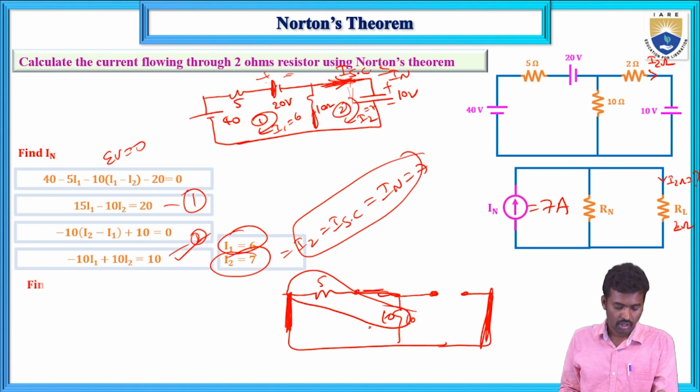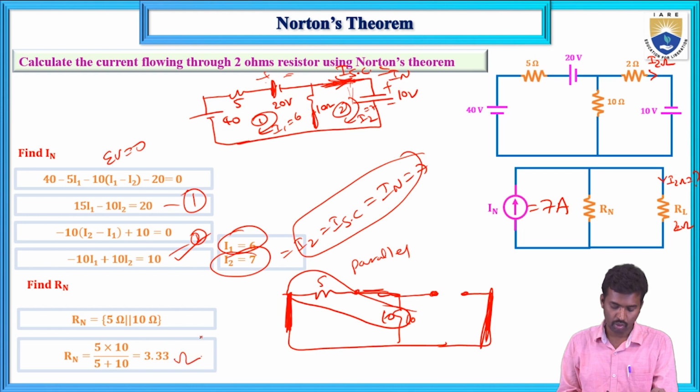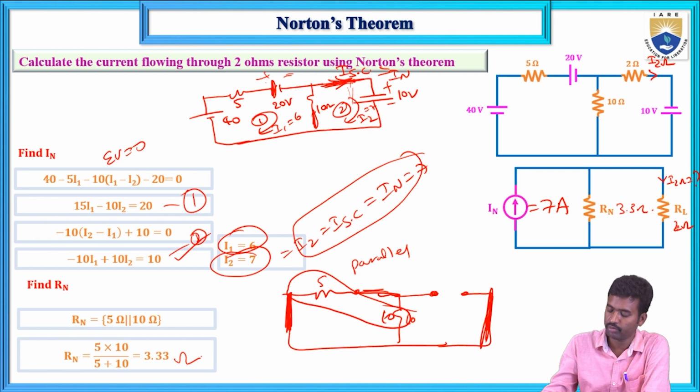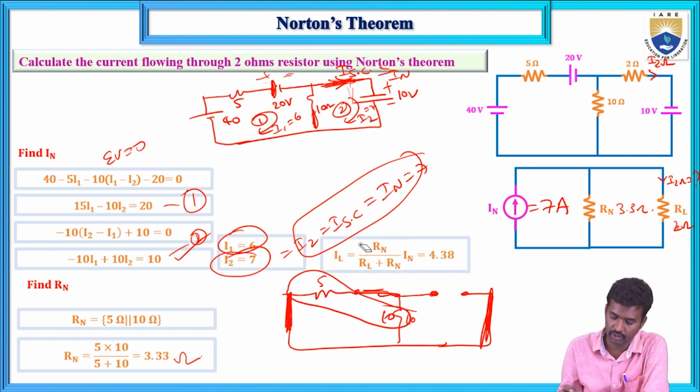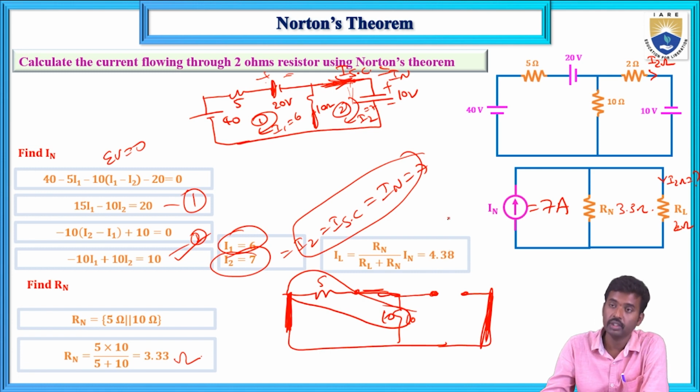Now find out the Rn. So 5 and 10 are connected in parallel. In that case, 5 into 10 divided by 5 plus 10 equals 3.33 ohms. Now we have Rn, In and RL. Now how will you calculate this IL value? From the current division rule, Rn is the opposite branch resistance, RL plus Rn into In, which is equal to 4.38.